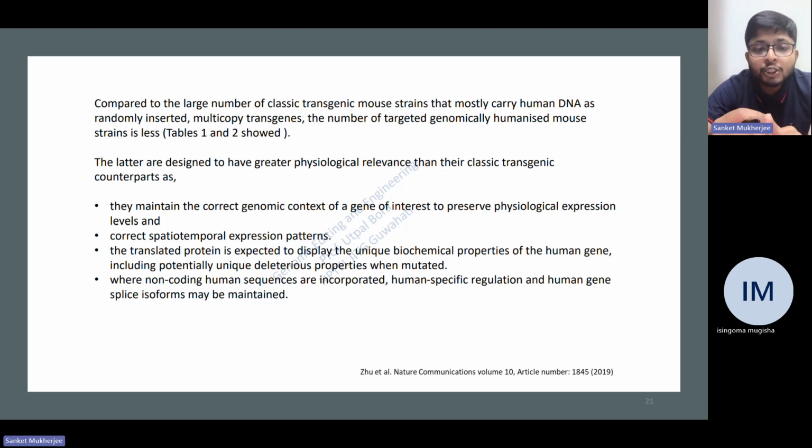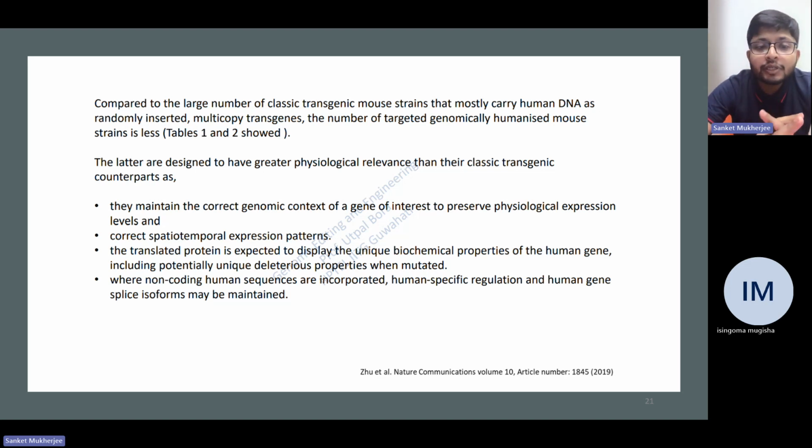They have correct spatiotemporal expression patterns. What does that mean? That the expression of these genes is regulated through tissue-specific expression. So let's say there are some genes that are only expressed in hepatocytes and not in the neuronal cells. Such kinds of expression are conserved in mice as well.